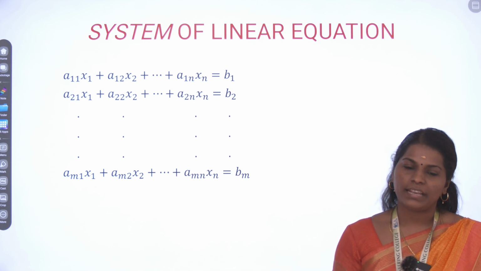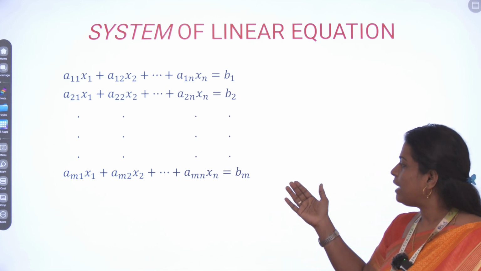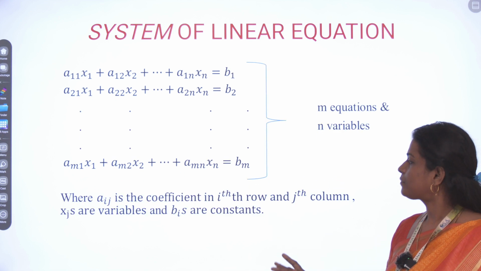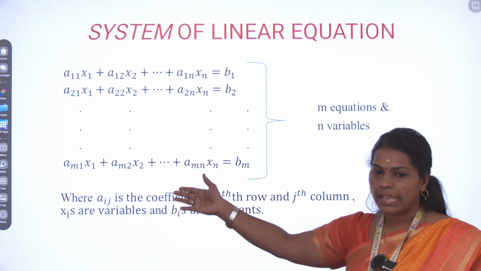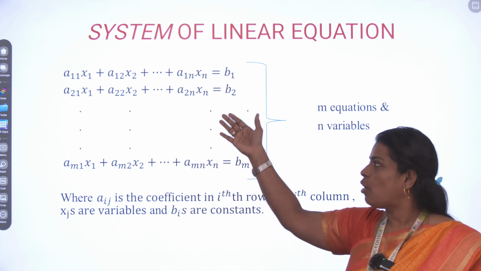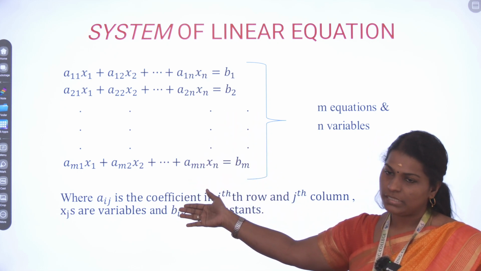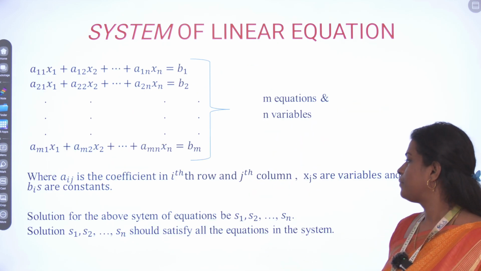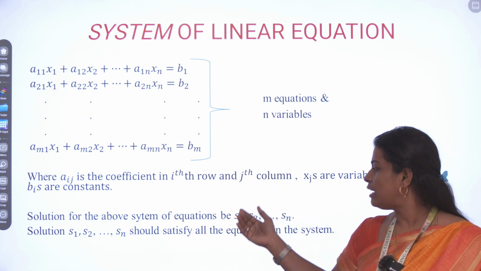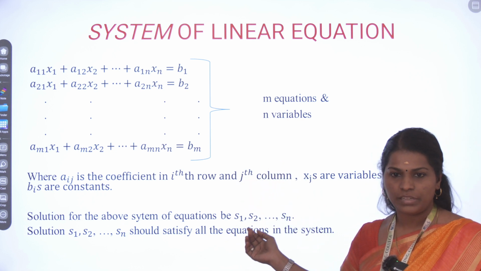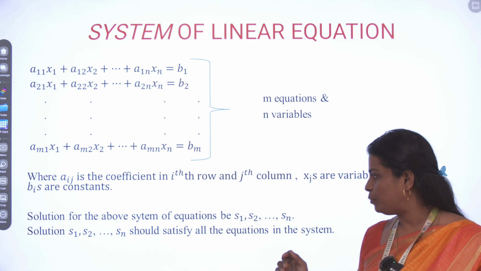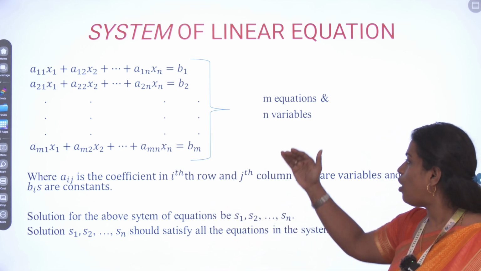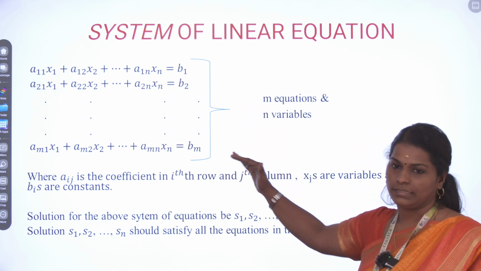This can also be extended up to n variables and m equations, where all those a's are nothing but coefficients, all those x's are nothing but variables and all those b's are nothing but constants. The solution for the above system of equations be S1, S2, etc. up to Sn, which means this solution S1 to Sn should satisfy all the equations given in the system.